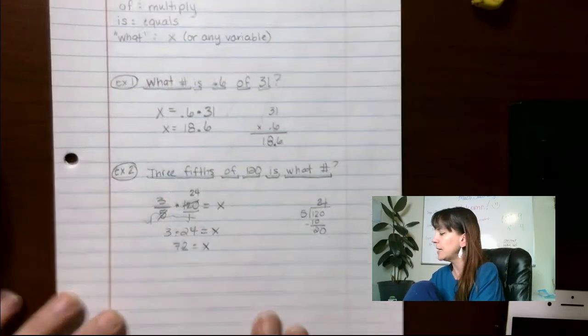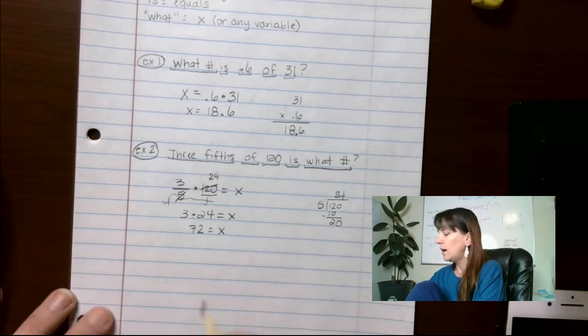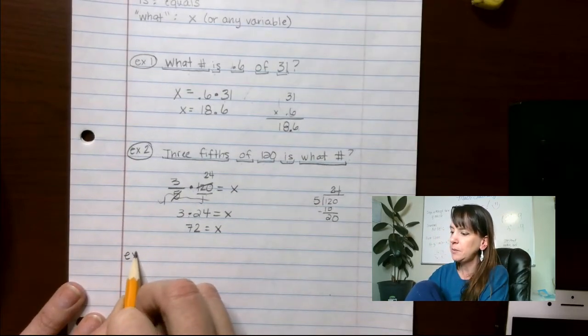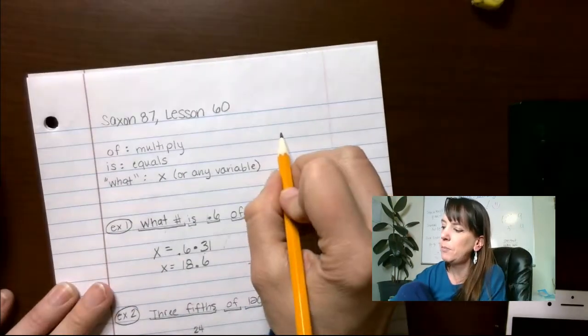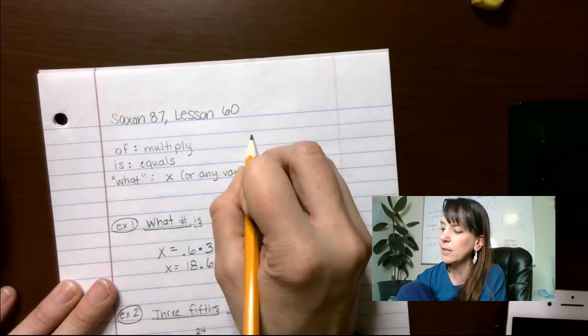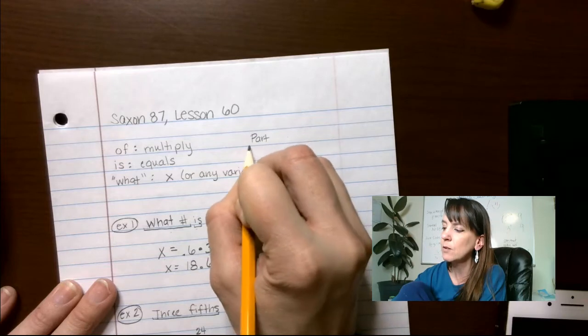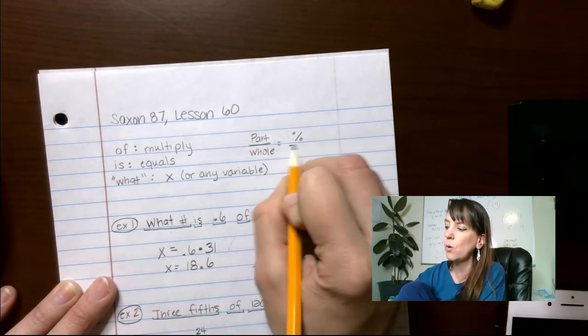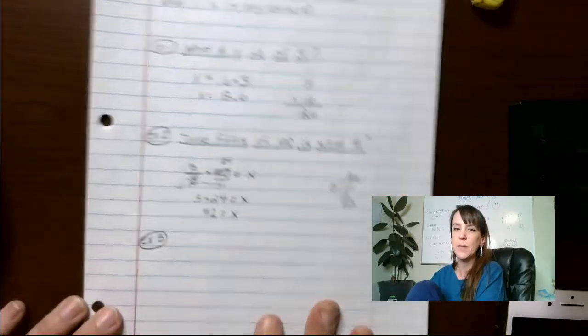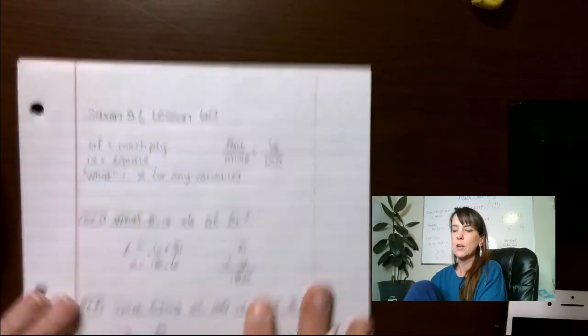Now we're going to do percent of a number. Example 3. Go back up to your notes and you're going to want to write down part over whole equals percent over 100. Okay, so part over whole equals percent over 100.